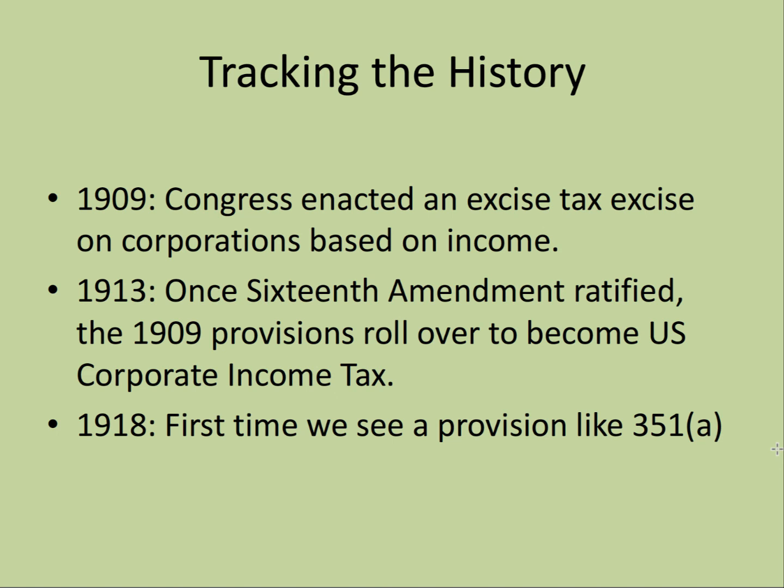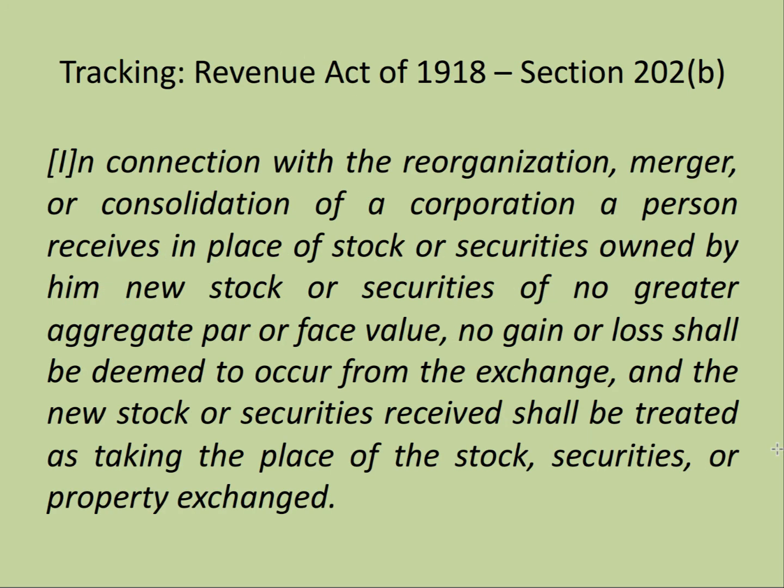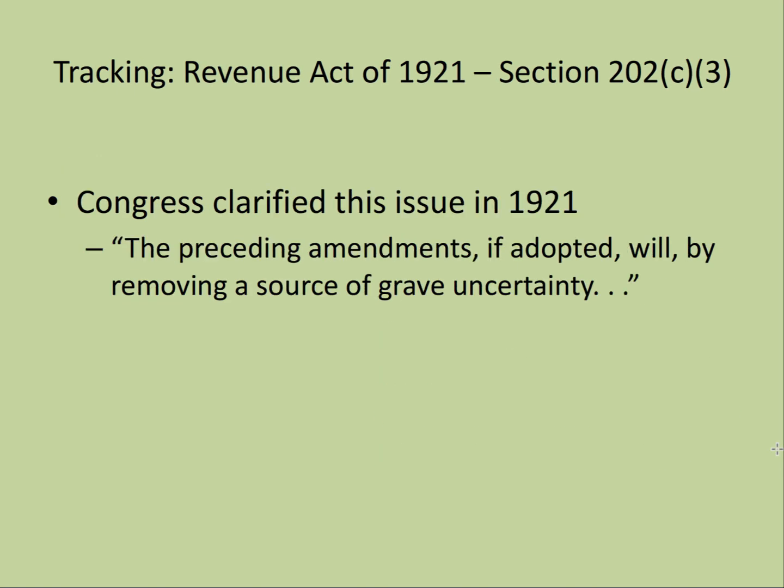Now, this provision is extremely important because this is happening as we speak. Contributions and formation of corporations are happening as we speak. It happens millions of times a day. Well, in 1909, Congress enacted an excise tax on corporations. 1913, we have our income tax. And guess what? The corporate income tax rolls over. 1918, we see a provision just like we see with 351, the current law as it stands. There's a little bit of difference. In 1918, this is what it looks like.